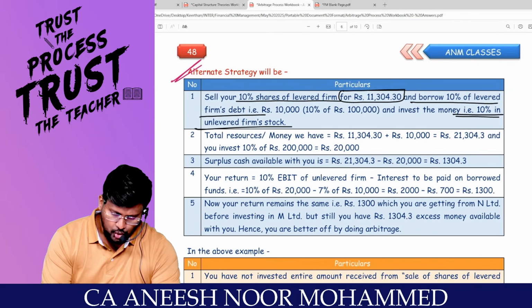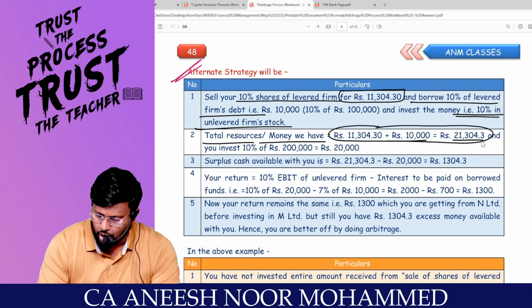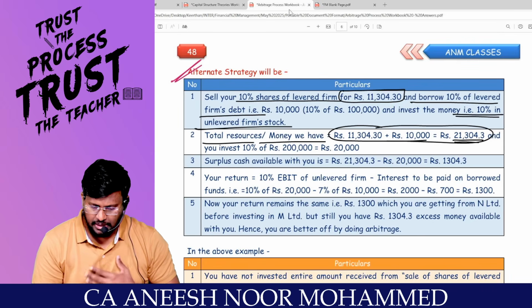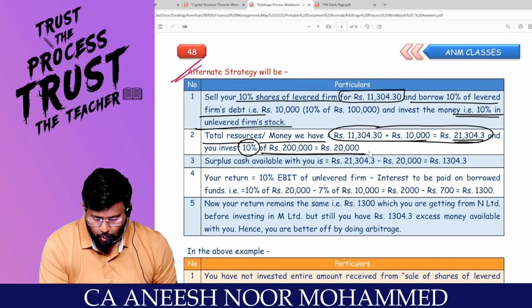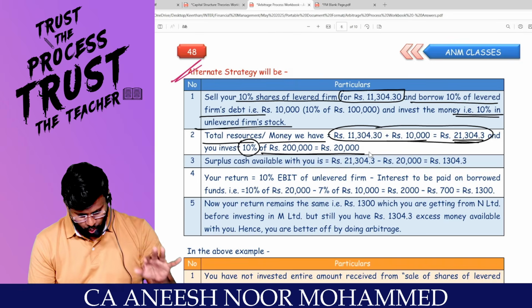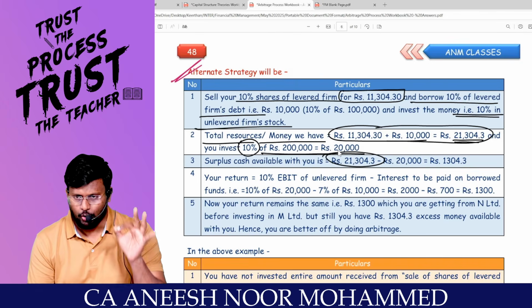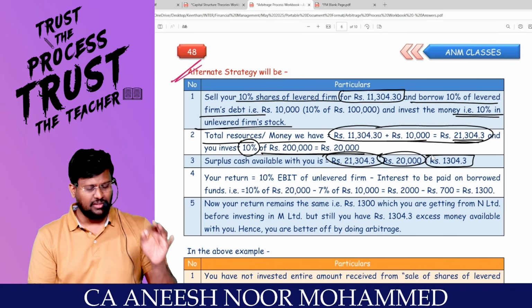Comfortable? So the total resource or money we have will be totally 21,304.3 will be there in your pocket. Picturizing. Yes, sir. And invest 10% of 2 lakhs comes to how much? So, out of the money available of 21,304.3, if you invest 20,000, still you are having 1,304.3.